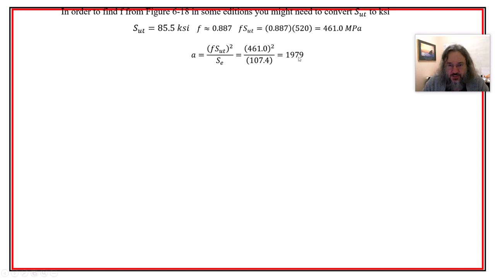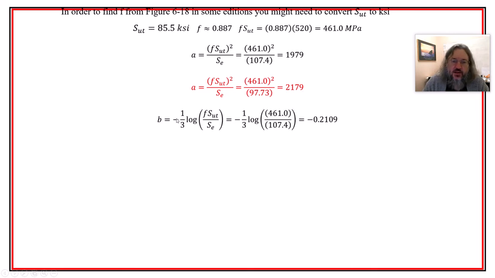But anyway, we get this value, 1979. But of course, we have a different endurance strength. So from the 11th edition, this is what we would use for that A. And then for B, we also find this.